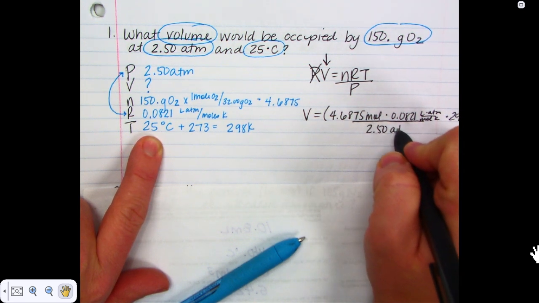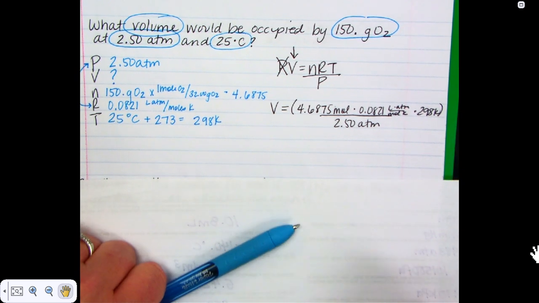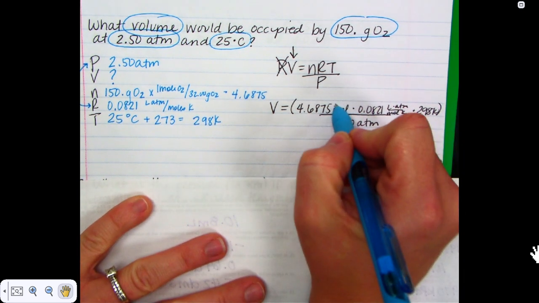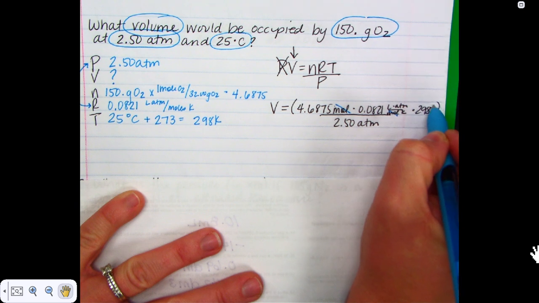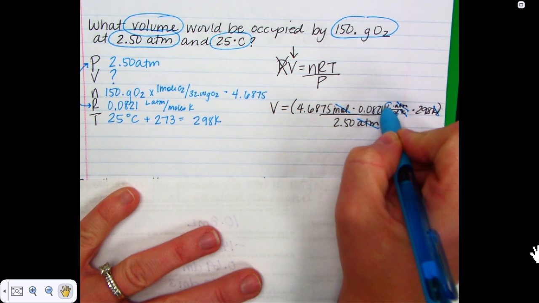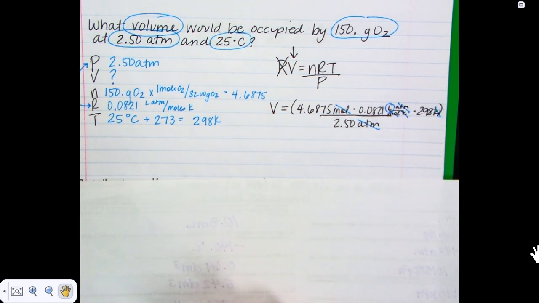2.50 atmospheres. And you don't have to write all those units down in your work. I'm just showing you for this first one that everything does in fact cancel. So my moles and my moles cancel out. My Kelvin and my Kelvin cancel out. My atmospheres and my atmospheres cancel out. It's going to leave me in liters, which, because I'm solving for volume, is pretty fortunate.